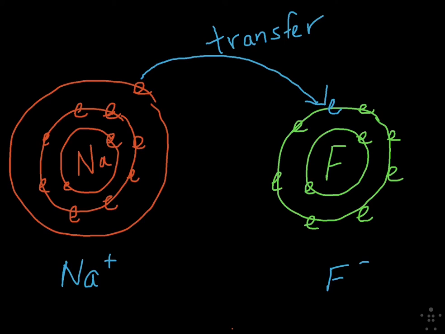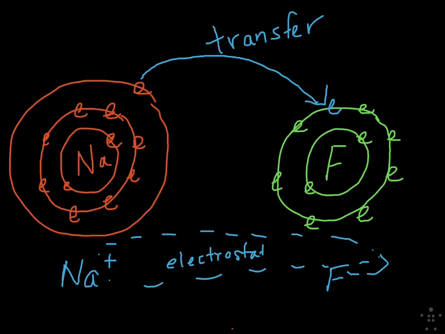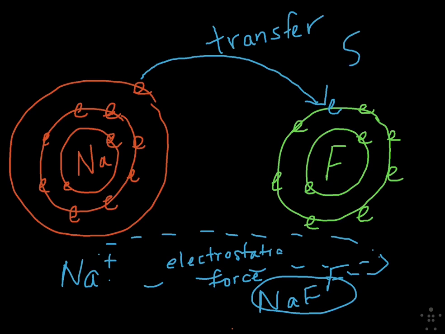Opposites attract, guys, just like magnets. Positive charges attract negative ones. So this right here causes an attraction. And that is the electrostatic force they're talking about, that attraction right there. So opposites attract, you get that electrostatic force, they form a compound that we shorten like this: NaF, which stands for sodium fluoride. And that is how an ionic bond takes place.